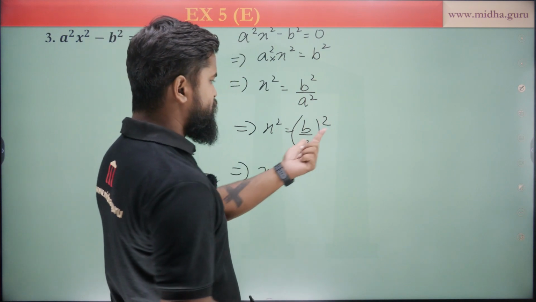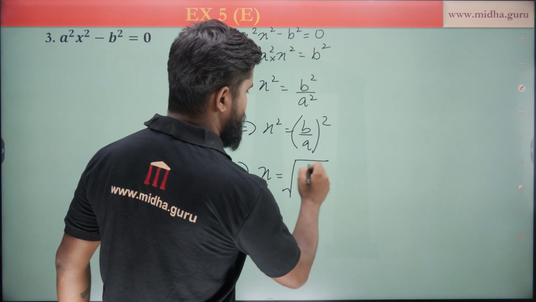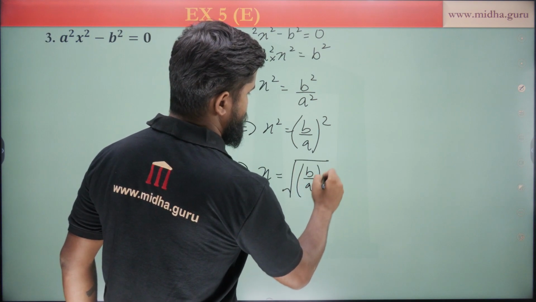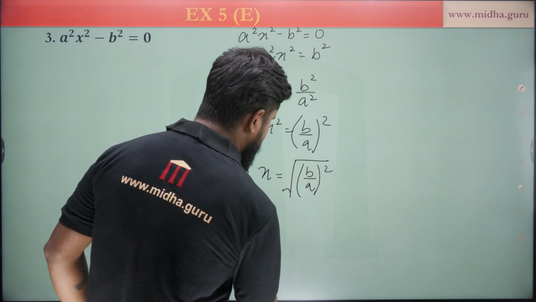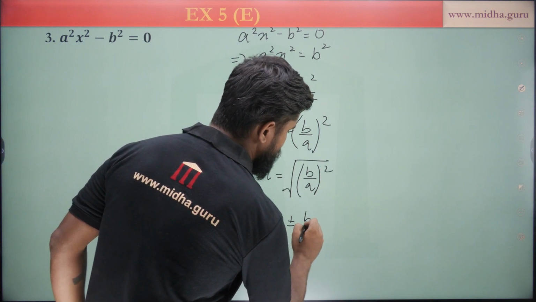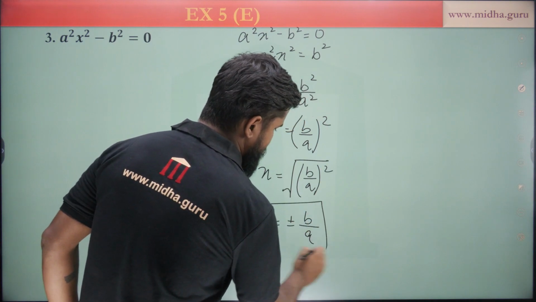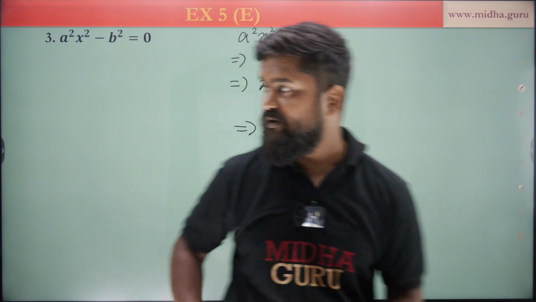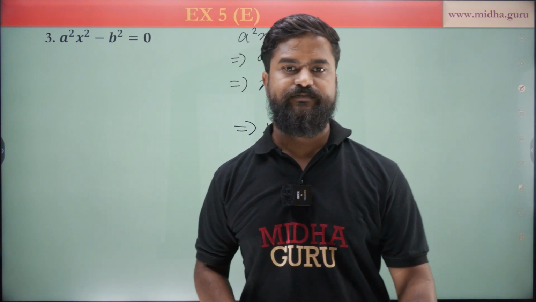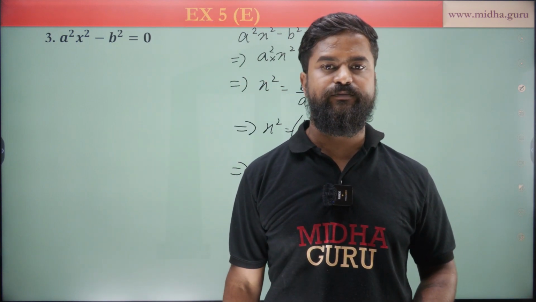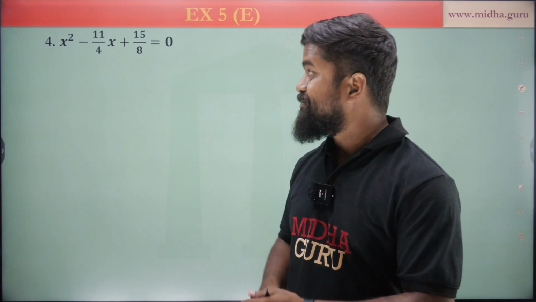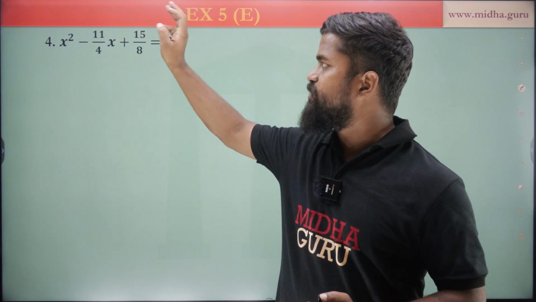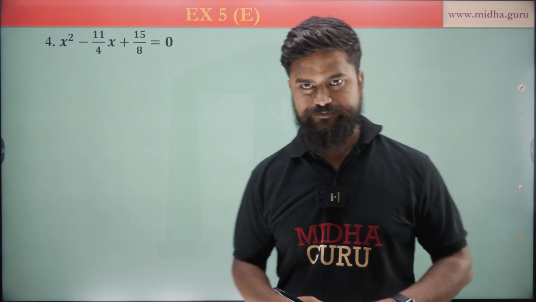So now we just have to take the square root of this term to find the value of x. And since it is squared, we can directly take out the square root as plus or minus b by a. And that will be the solution for the given quadratic equation. Now let's move on to the next problem. Now the next problem says x² − (11/4)x + 15/8.